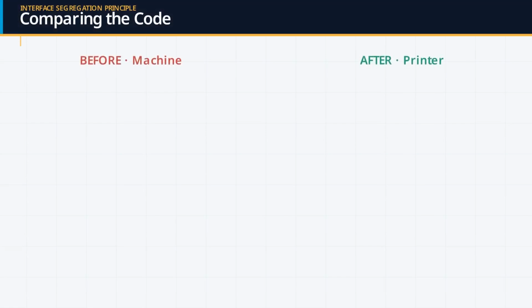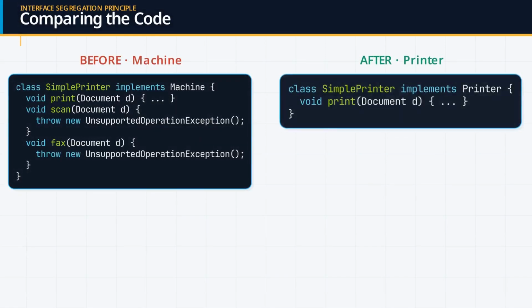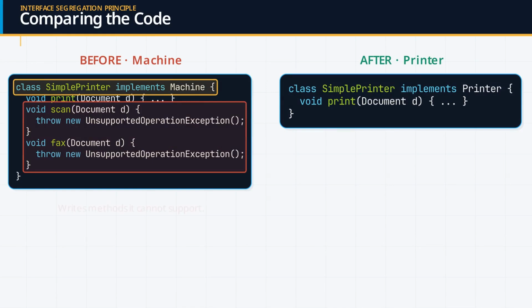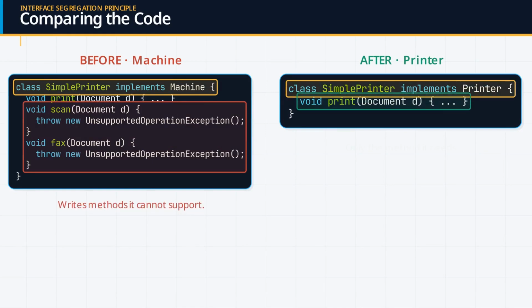Notice the difference. Before, SimplePrinter implements Machine, so it's forced to write scan and fax methods that throw an unsupported operation exception, methods it can never use. After, SimplePrinter implements only Printer. Just the print method, exactly what it needs. The code becomes clean, honest, and never fakes capabilities it doesn't have.